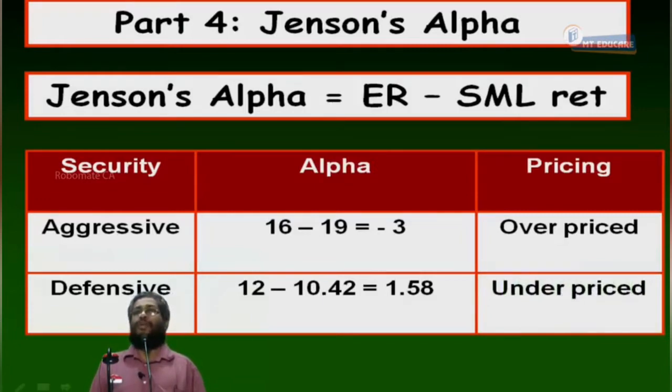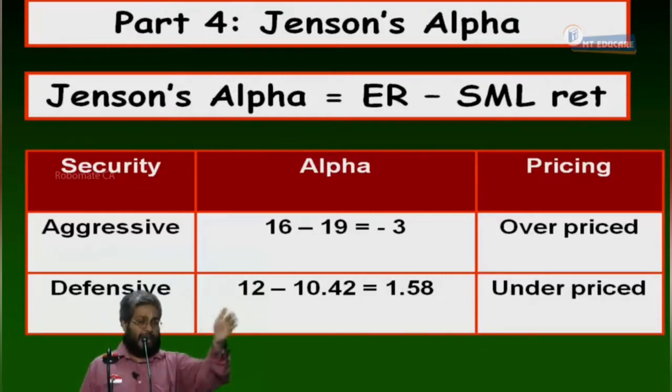To put it in simple words, this defensive stock is giving 1.58% more premium than what I want. For the given risk, I want a premium or not? This defensive stock gives more risk premium than what I want, since the risk rate is common. It gives higher risk premium for the given risk than what I require from the market portfolio. In the other case, the risk premium is negative, minus 3% than what I want.